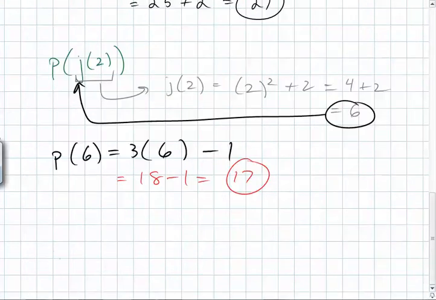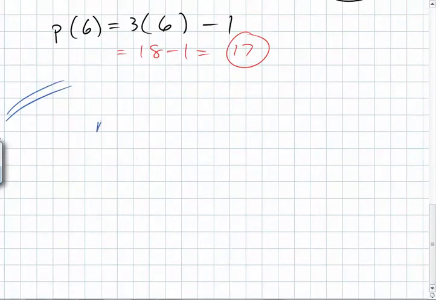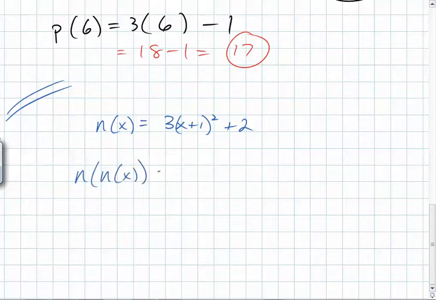Another thing to realize is that you can compose a function with itself. So for example, let's say n of x was equal to 3 times (x plus 1) squared plus 2. It's a little bit more complicated, but we can handle it. Let's say I asked you what n of n of x is. What does that mean? It means plug n of x inside n of x. So instead, I'm going to write a blank for the x. So this is where x was going to go, right here. But instead of x, I'm writing n of x.